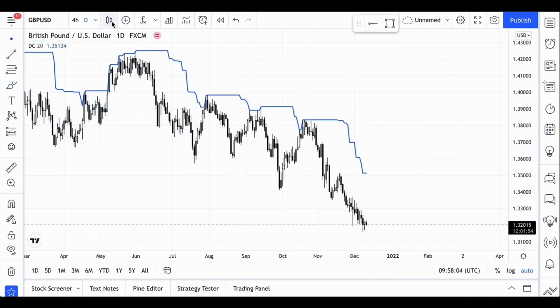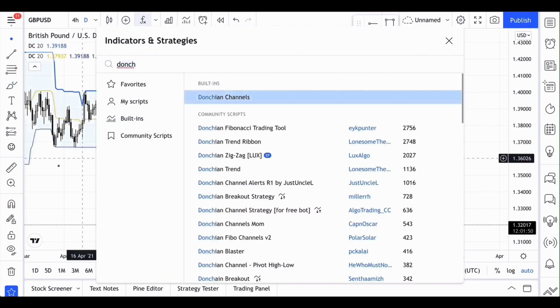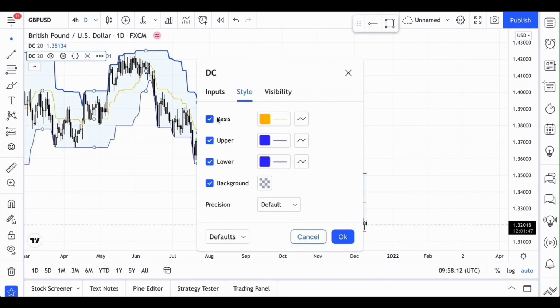What we're going to do is go back to indicators and strategies, click again on the Donchian channel, and actually we're going to set 1 to 10. Why? Simply because it will provide more precision, more visibility.